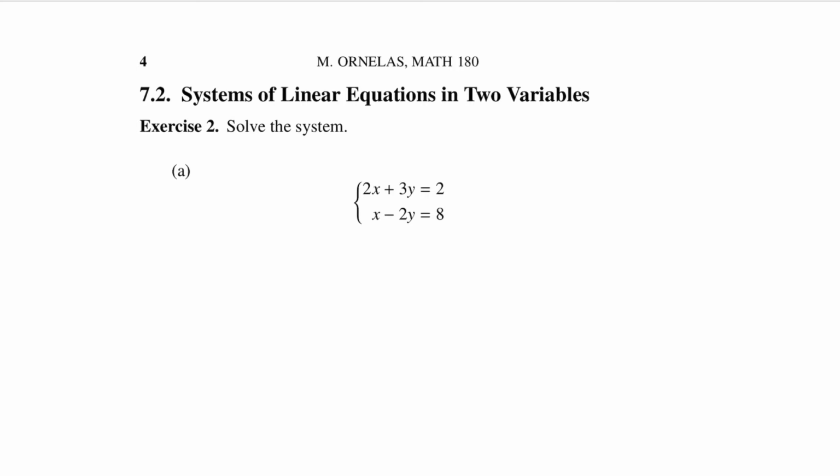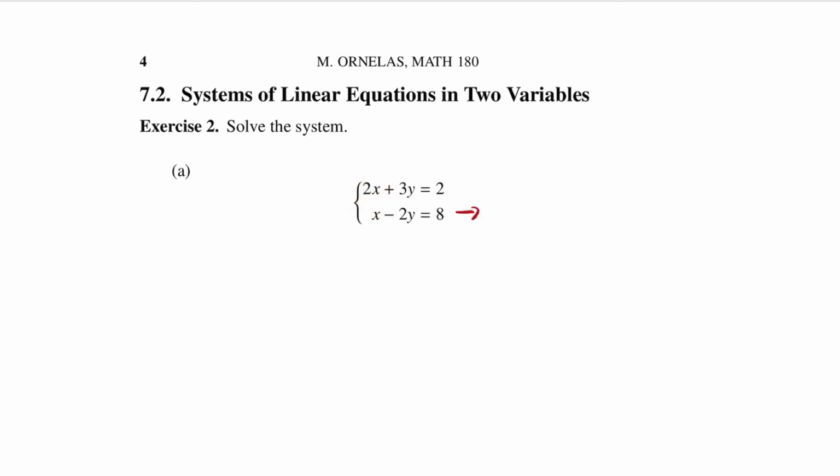Hello, this is section 7.2, Systems of Linear Equations in Two Variables. So we're continuing with solving systems. This time these are just going to be two variables and linear equations. So it's going to be actually a little easier than the previous section, I think. So we're going to do elimination for these.